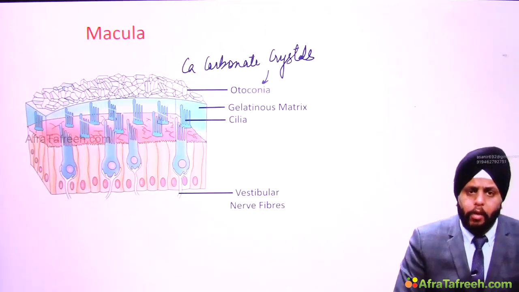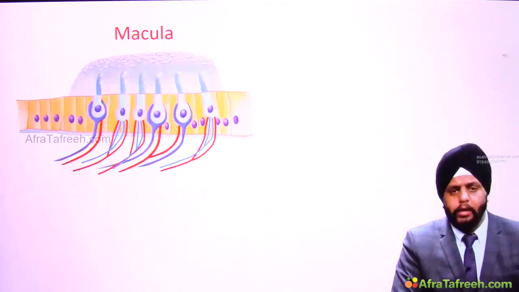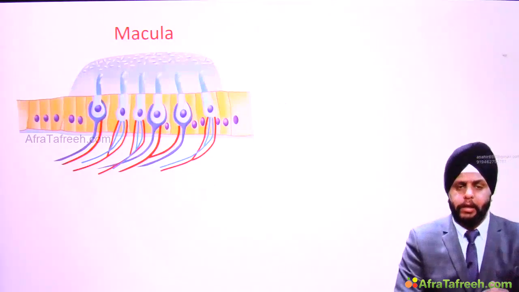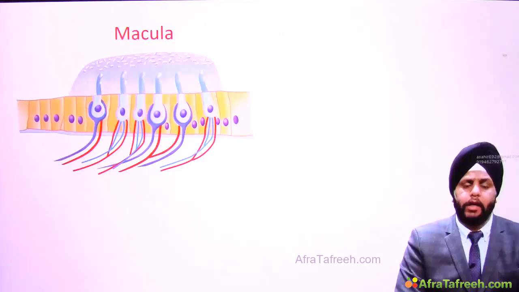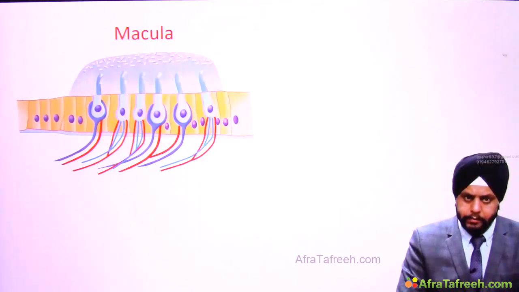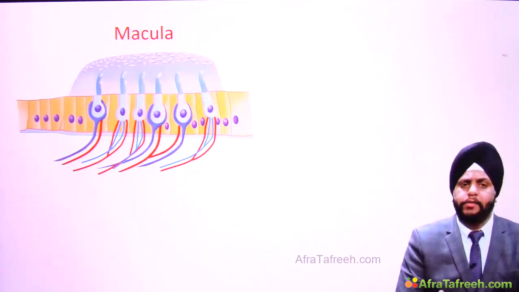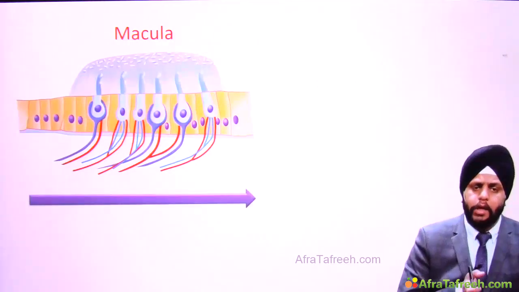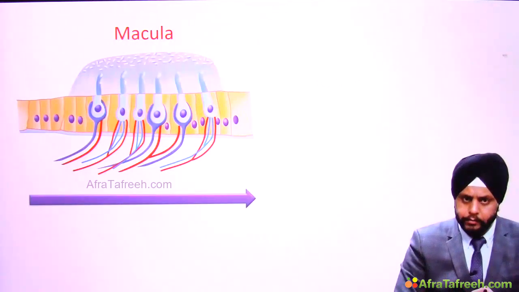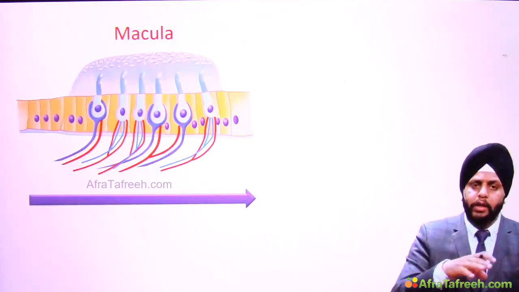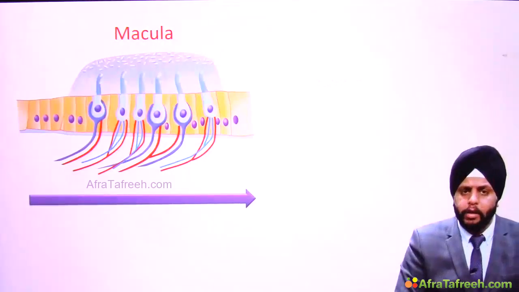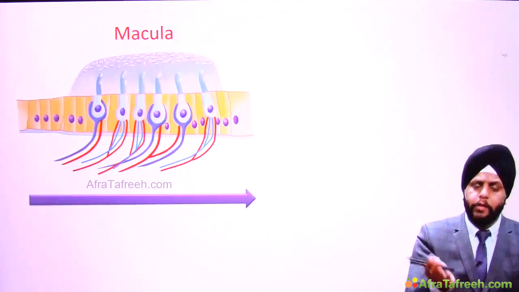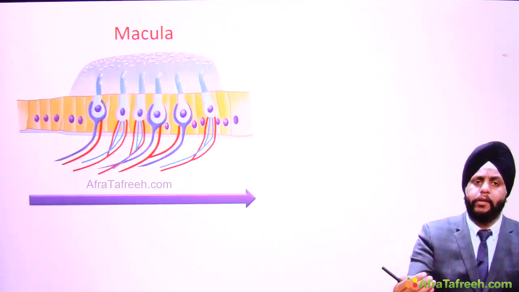Now what happens? Suppose you go and sit in a train. You are sitting in a train and you close your eyes. The train is standing at the station. After some time, the train starts moving. So when the train starts moving, your body starts moving in the forward direction. So the body is moving, and the whole macula is moving. Because of this forward movement, what happens as a result?